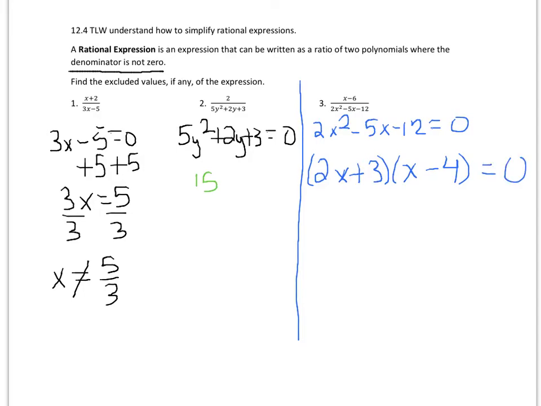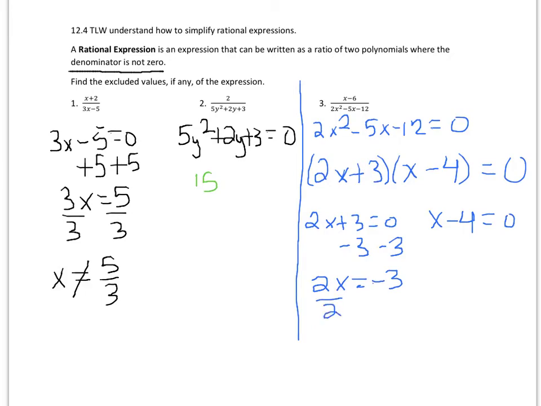Now you set each factor equal to 0. And you solve it. Minus 3. Divide by 2. Add the 4. So x cannot equal negative 3/2 and x cannot equal 4. There's your two excluded values. So there can be more than one. Okay, so hopefully that's not too bad.